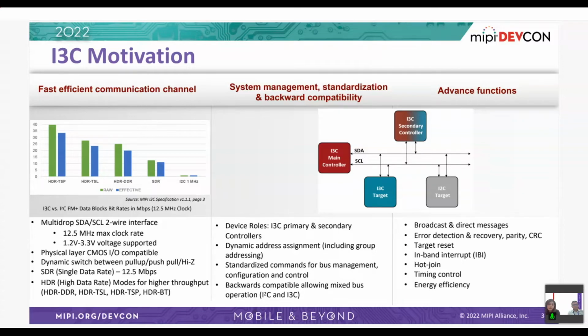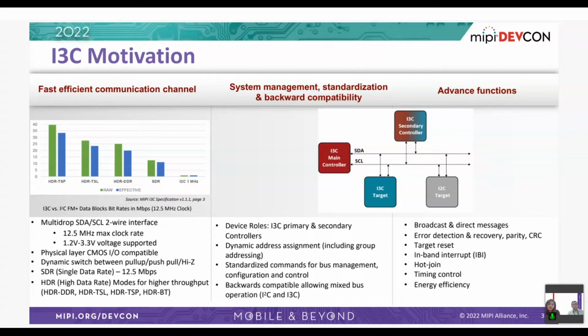I3C also offers multi-controller and multi-drop capabilities, and it supports standardized commands which enable bus management, configuration, and control. There is a feature called dynamic addressing in I3C that automatically assigns dynamic addresses to all I3C targets on the bus. But most of the I2C devices with static addresses can also be supported. That helps with backwards compatibility, so I2C devices can also operate on the I3C bus. We'll touch upon different advanced features of I3C throughout our presentation, mostly target reset, in-band interrupt, hot join, etc.